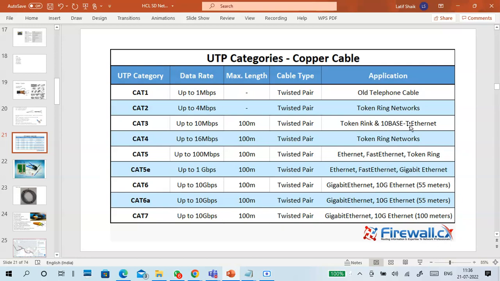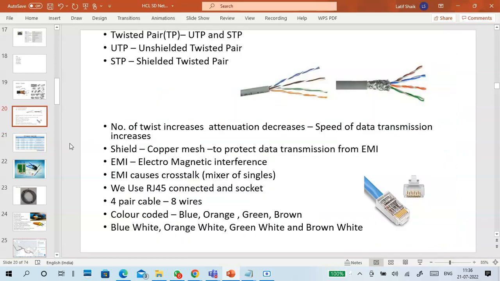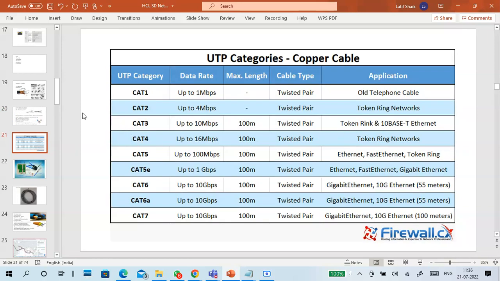What is this 10 Base T? 10 Base T means 10 Mbps. T means twisted pair Ethernet. Base means baseband, not broadband. Like this, 100 Base T is 100 Mbps, and 1000 Base T is 1000 Mbps. So that is what is given. 10 Base means 10 Mbps, and T means Ethernet.